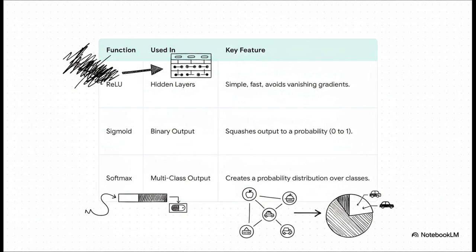And different jobs require different tools. For those hidden layers, the ReLU function is usually the go-to because it's fast and helps avoid a tricky problem called vanishing gradients. But for an output layer where you need a simple yes-no probability, sigmoid is perfect. And if you're trying to classify something into multiple categories, softmax is what you want. It gives you a nice, clean probability for every single possible outcome.